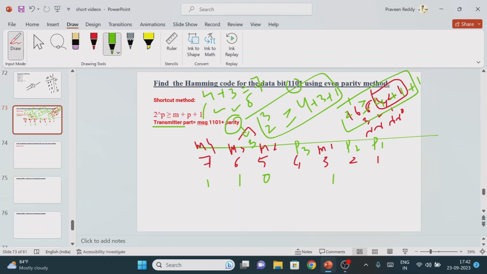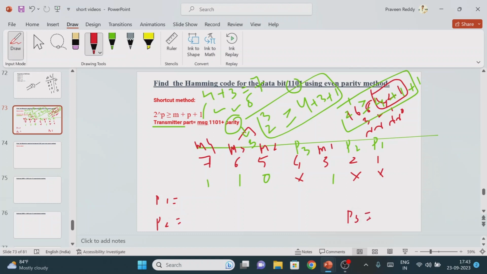Means as of now we have identified we require 3 parity bits, but we don't know what the value of the parity bits is, right? It may be 1 or 0, that we need to find out. So initially these are unknown values, so I'm representing them with a cross mark. What I mean is that finally I need to find out what the p1 value is, what the p2 value is, and finally what the p3 value is, right?